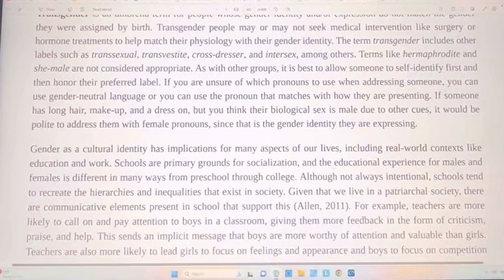As with other groups, it is best to allow someone to self-identify first and then honor their preferred label. If you are unsure of which pronouns to use when addressing someone, you can use gender-neutral language, or you can use the pronoun that matches with how they are presenting. If someone has long hair, makeup, and a dress on, but you think their biological sex is male due to other cues, it would be polite to address them with female pronouns, since that is the gender identity they are expressing.